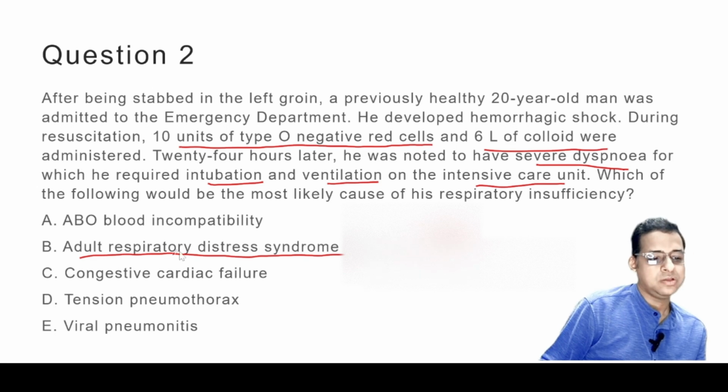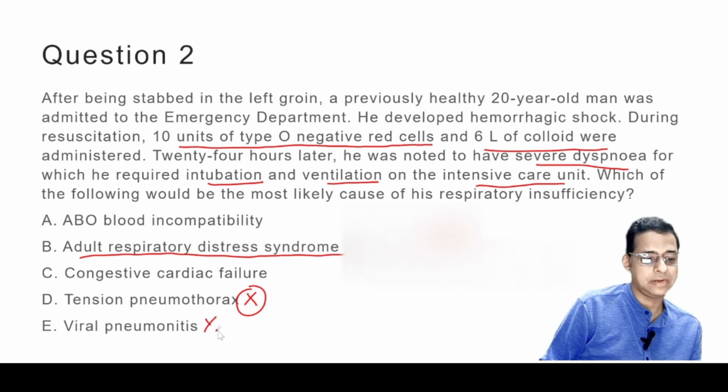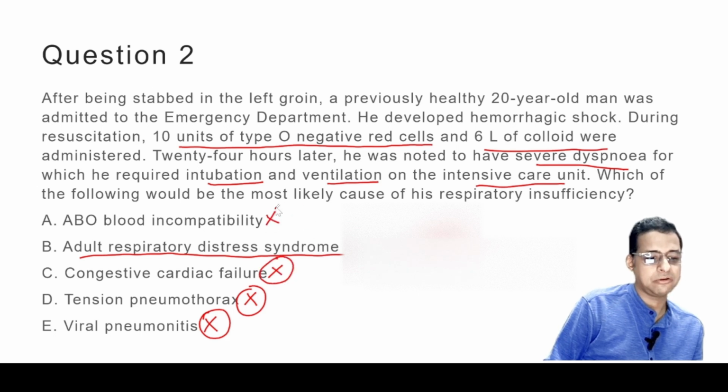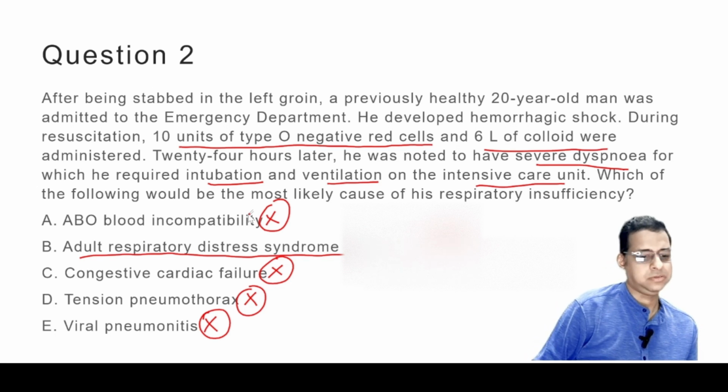You have to know there is no evidence of trauma here, so tension pneumothorax won't be the presenting feature. There is no evidence of fever or COVID-like symptoms, so viral pneumonitis is also not a possibility. And for congestive cardiac failure also, there is no evidence here. ABO incompatibility would definitely have happened immediately. So none other than adult respiratory distress syndrome.